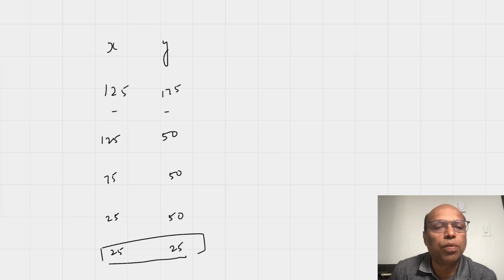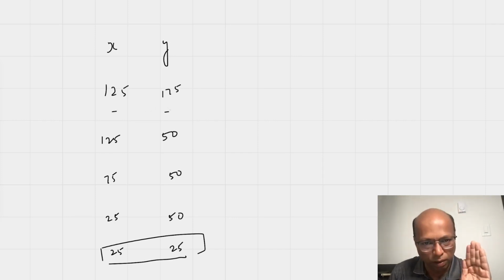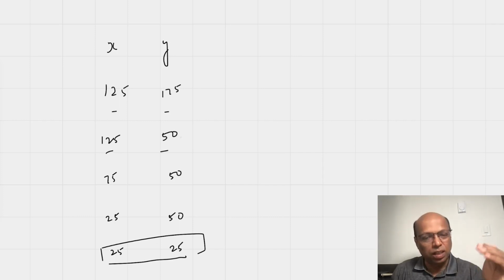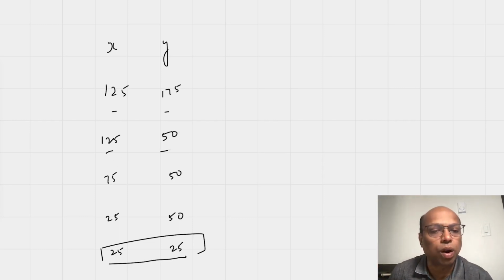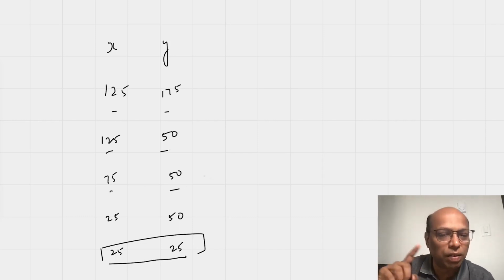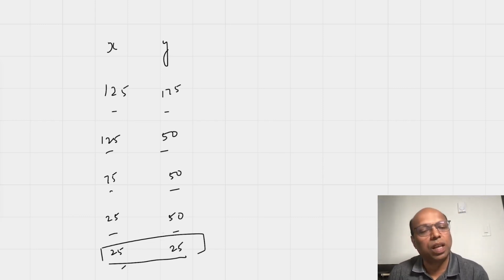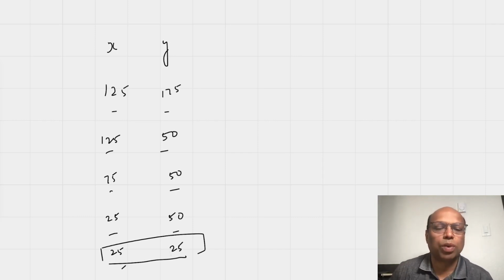The GCD of 125 and 175 is the same as the GCD of 125 and 50. The GCD of 125 and 50 is the same as the GCD of 75 and 50. The GCD of 75 and 50 is the same as the GCD of 25 and 50. The GCD of 25 and 50 is actually the same as 25 and 25, right? Therefore, in this case, what am I going to do?